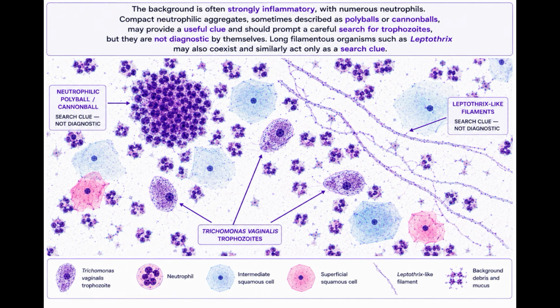The background is often strongly inflammatory, with numerous neutrophils. Compact neutrophilic aggregates, sometimes described as polyballs or cannonballs, may provide a useful clue and should prompt a careful search for trophozoites, but they are not diagnostic by themselves. Long filamentous organisms such as leptothrix may also coexist and similarly act only as a search clue.